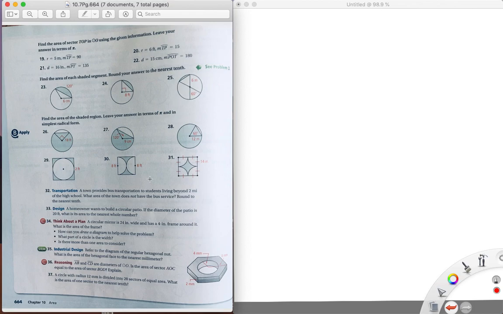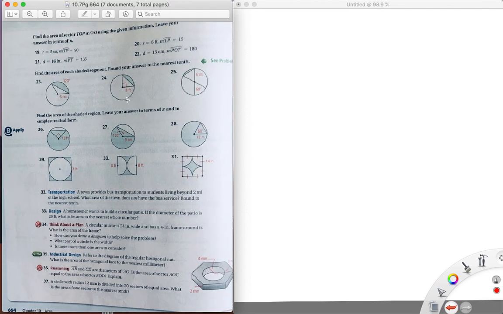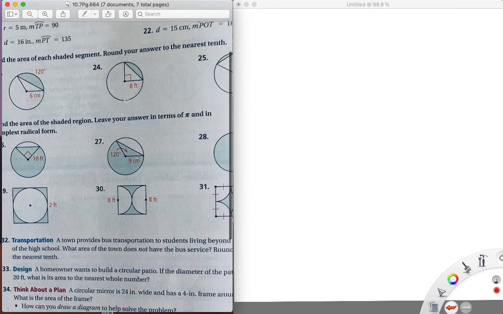Let's do one more sector, or segment, because I know how much you guys love that. So let's do number 24. They want us to round our answer to the nearest tenth, so in this case they don't want any pi or radicals.